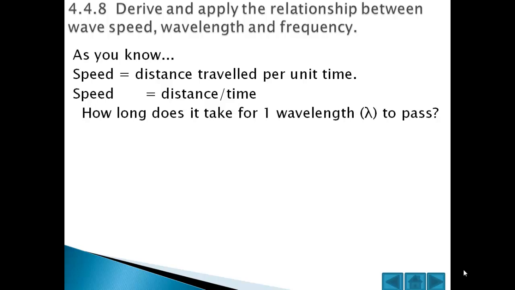Now let's say we have a wave which passes. How long does it take for that one wavelength, lambda, to pass? How long does it take for that distance to pass? Well, you know that the time taken for one wave pass is the time period. So you know that the time is equal to T, which is the time period.